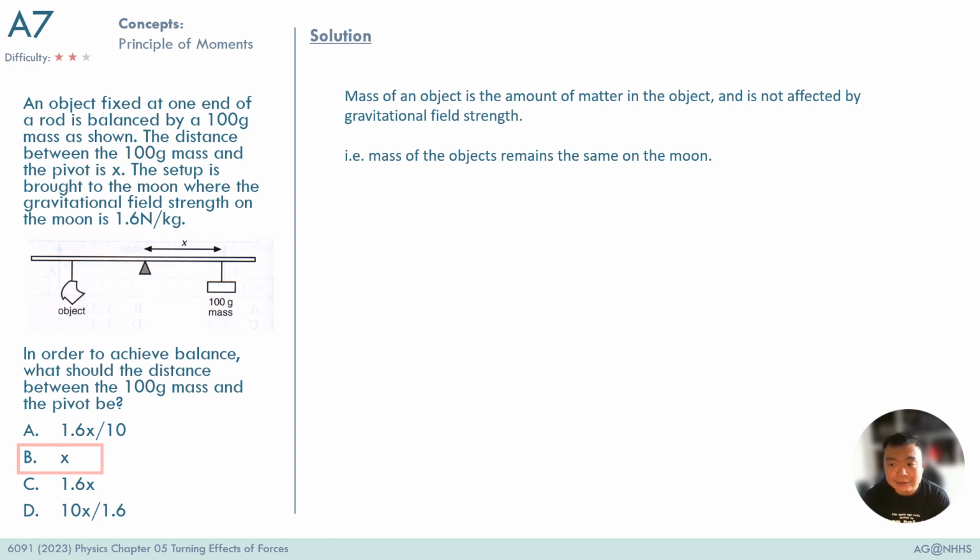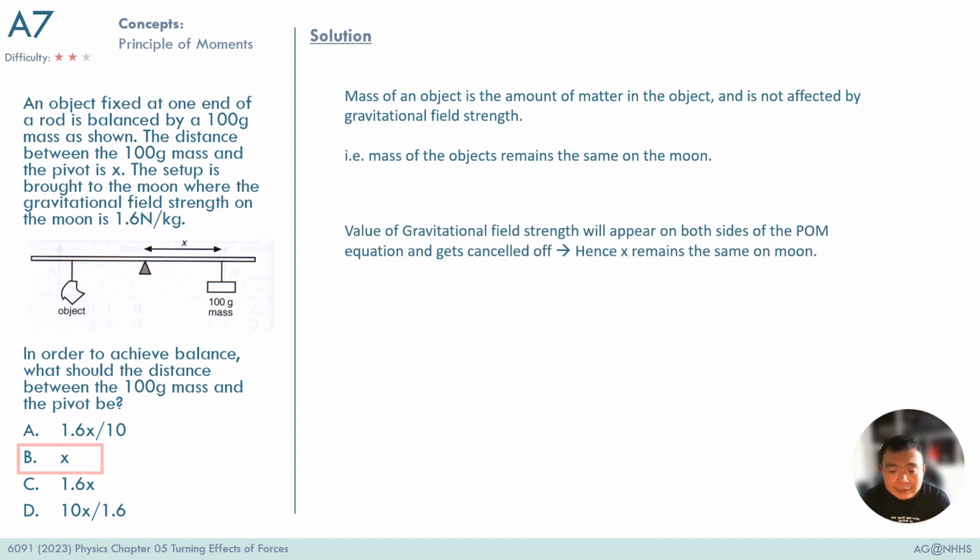We must first understand that mass of an object doesn't depend on the gravitational field strength. It depends only on the amount of matter in the object. So the mass of these two objects will remain the same, whether it is on the moon or on Earth or on Jupiter and so on and so forth.